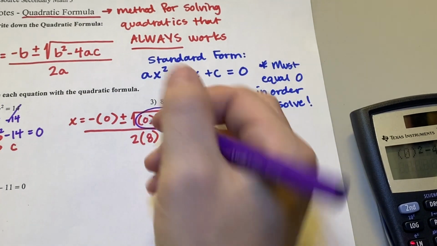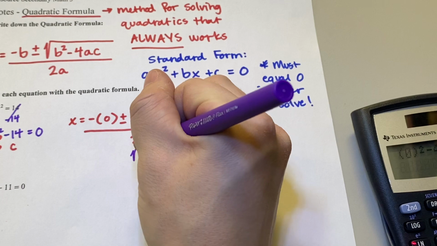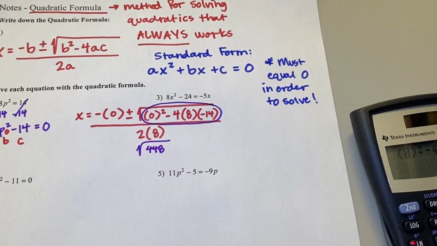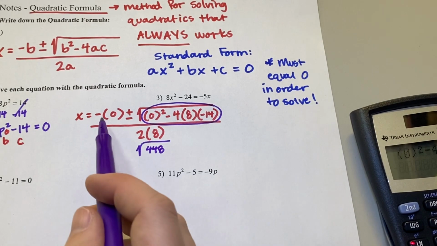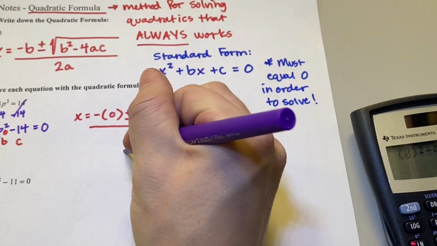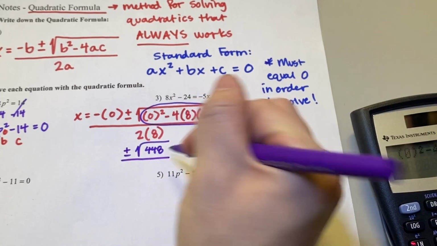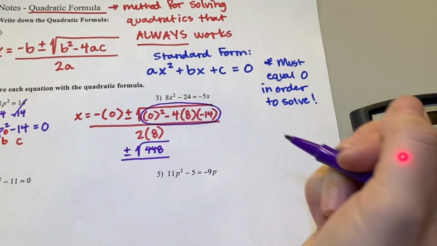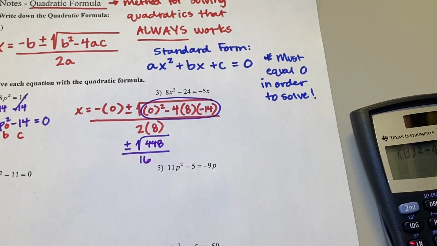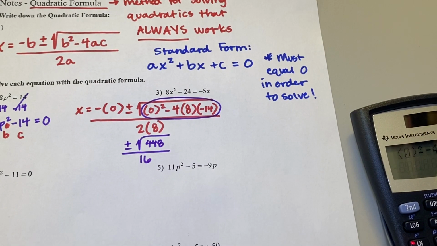That's okay. So this whole piece right here turned into square root of 448. Okay, that looks a little nicer. Wait a second. Negative 0. Is that anything? No. So we just have a plus minus, and then being divided by, what's 2 times 8? 16. If you need help punching it into your calculator, that's okay. We'll get there.